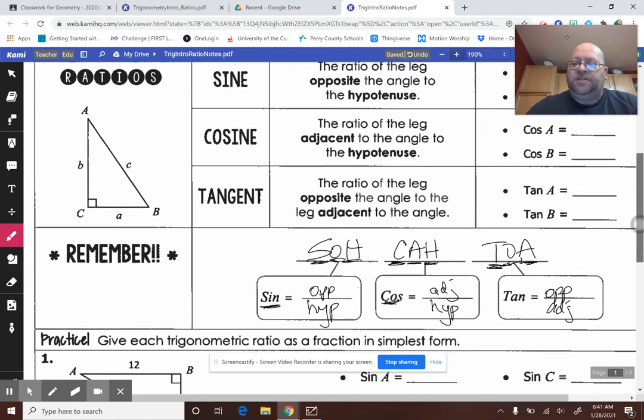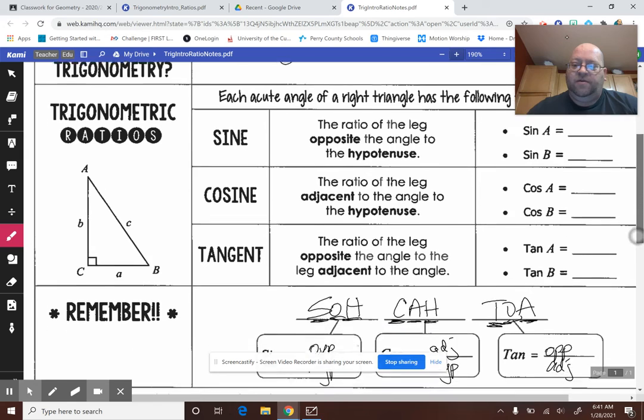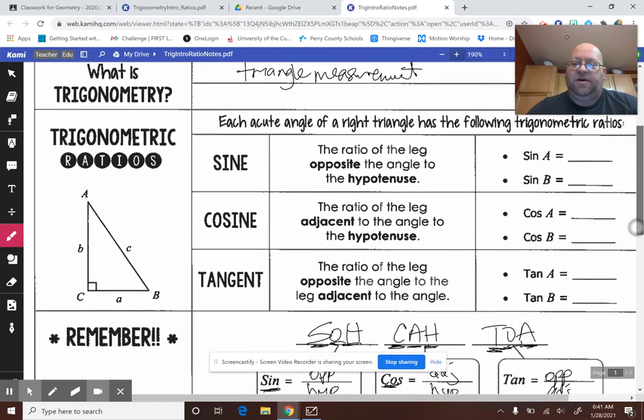Okay. So let's skip back up here to this triangle, and then we're going to look at one example down here, and then I'll show you what your practice is going to look like today. So you notice we've got this triangle. That's triangle A, B, C. And you notice the sides across from those are labeled as little c, little b, and little a. So the first thing it says is the ratio of the leg opposite the angle to the hypotenuse. So sine, remember from here, is opposite over hypotenuse.